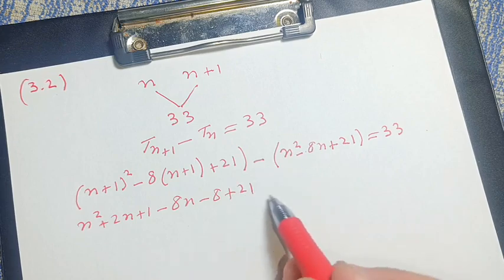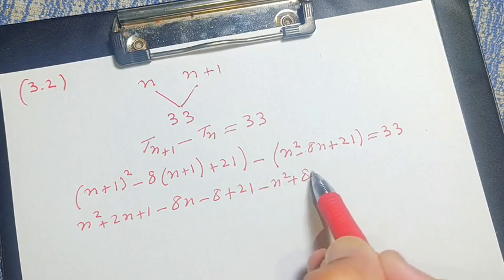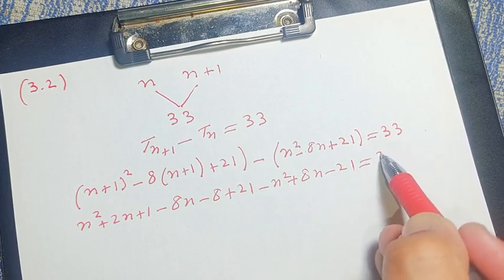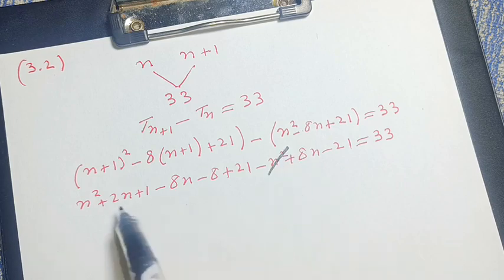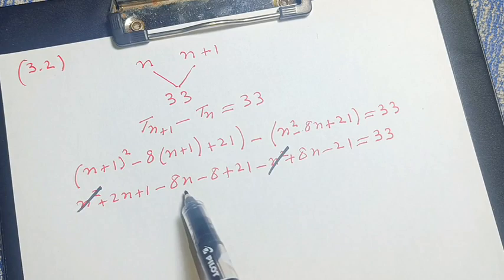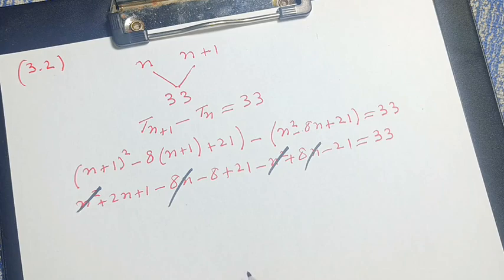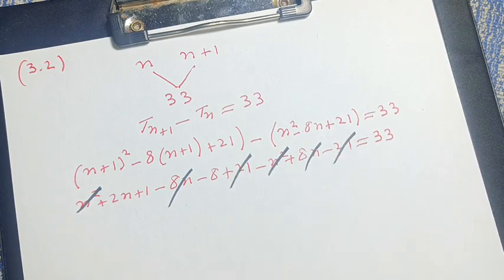Now this negative I'm going to multiply inside: negative n squared plus 8n minus 21 is equal to 33. Now I'm going to simplify. n squared, negative and positive, is gone. Negative 8n, positive 8n is gone. And positive 21 and negative 21 is gone.